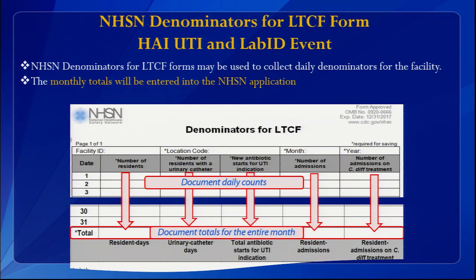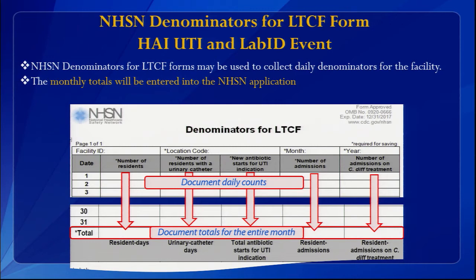The next column, number of antibiotic starts for UTI indication. Again, only complete this column if you're following UTI for the month. The next column, number of admissions. You're going to record the number of residents admitted to a facility, and you want to include both new admissions as well as readmissions. And then in the last column, the number of admissions on C.